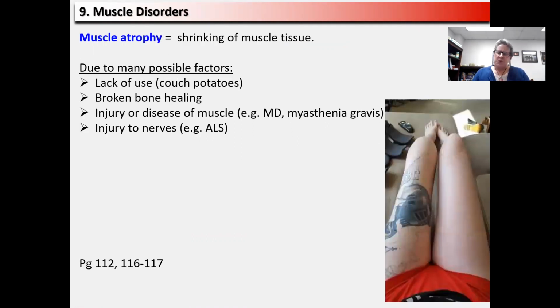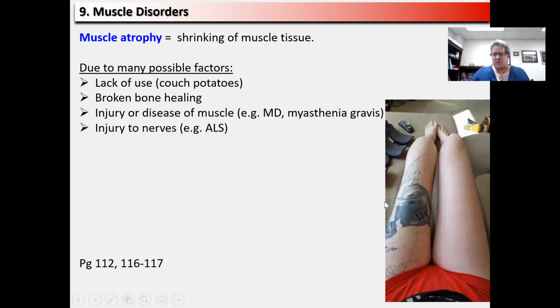Okay, let's talk about some vocabulary with muscle disorders. Muscle atrophy, like I said before, is the shrinkage of muscle tissue. It can happen if you simply don't use your skeletal muscles. Anything that's not used is going to atrophy. If you've broken a bone and had it immobilized in a cast for somewhere from 6 to 10 weeks or longer, that muscle is going to atrophy, and it's going to take physical therapy after the cast is off to regain that muscle. You could also have injury or disease of muscle that can cause atrophy. And if you have nerve damage to muscles, they can atrophy simply because they're not being stimulated.